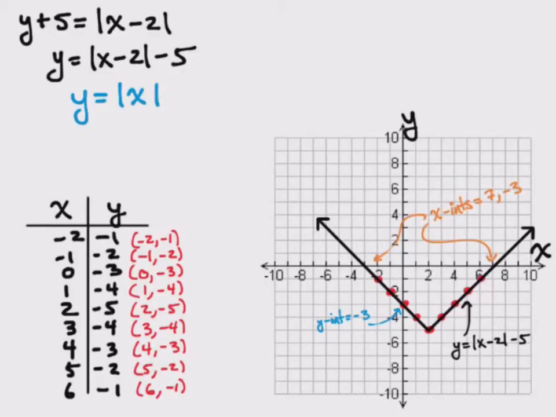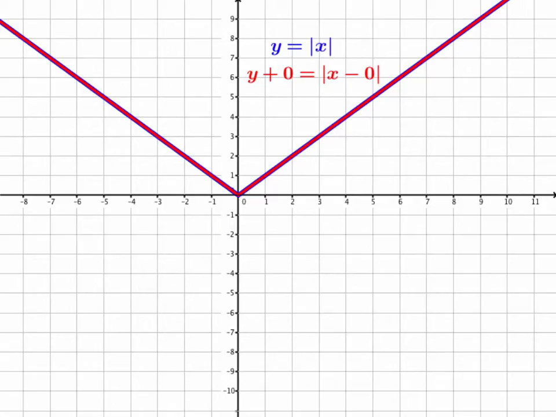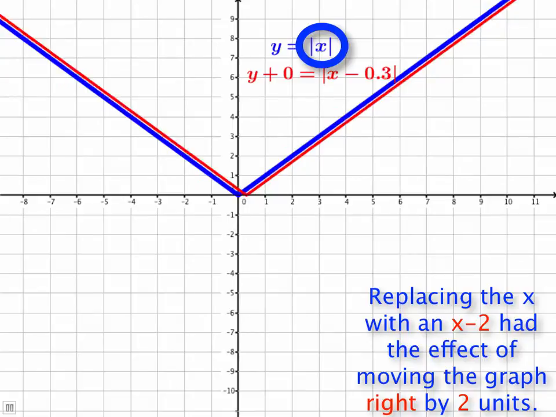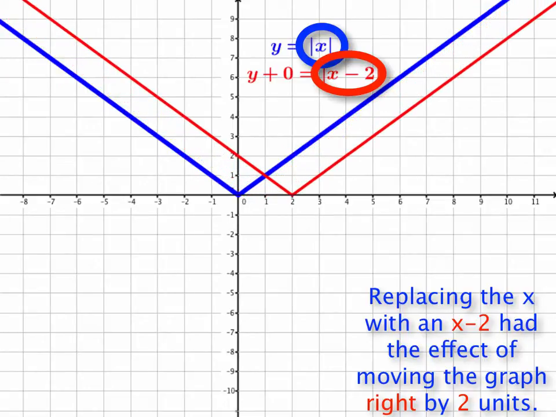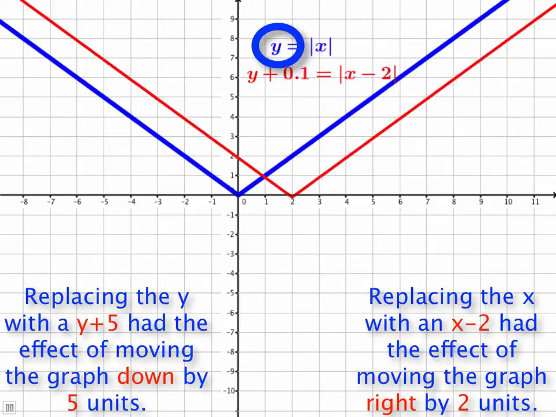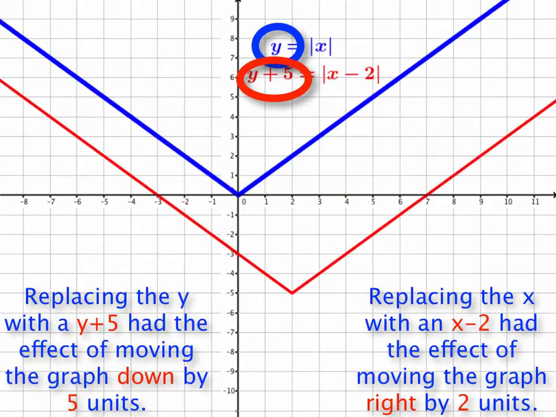Alright, and so we get, again, another V-shaped graph. The y-intercept is -3, the x-intercepts are 7 and -3. And we can see that replacing the x with an x minus 2 had the effect of moving the graph to the right 2 units, and replacing the y with a y plus 5 had the effect of moving our graph down 5 units. So no different from what we did before. We've just combined replacing x, which moves our graph left and right, with replacing y, which moves our graph up and down.